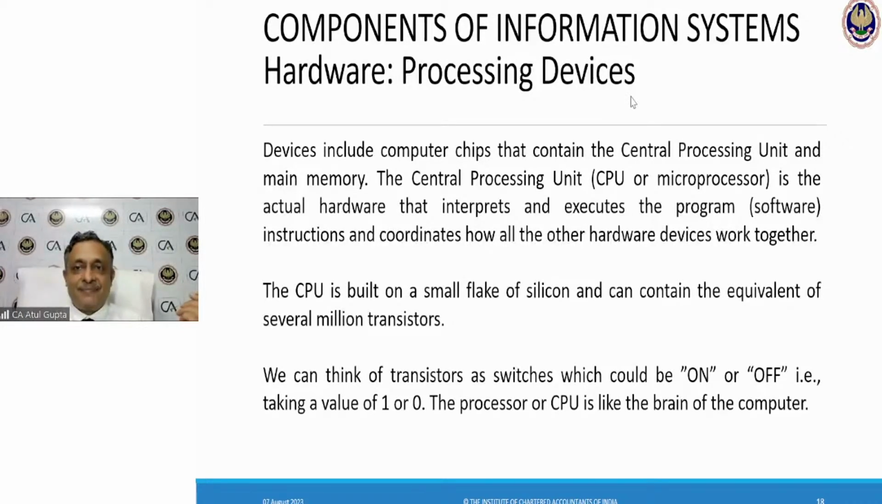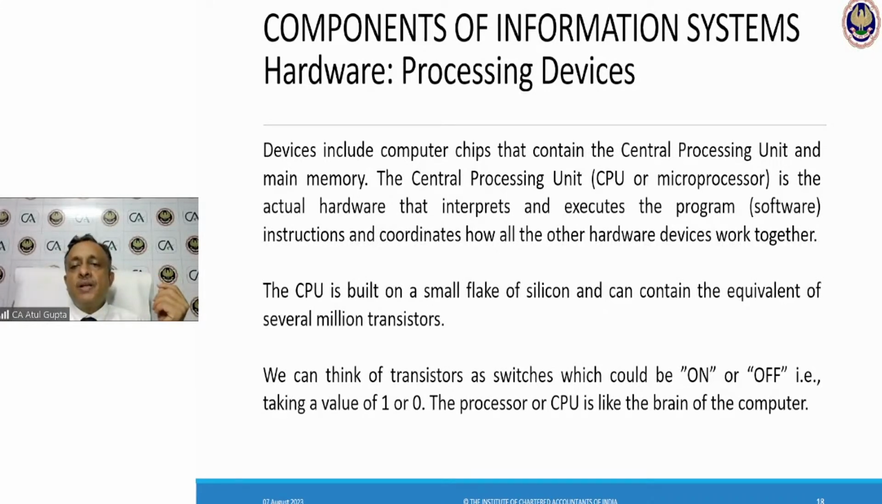Then next, processing devices. So inputs, I think it is done. So we had a good discussion. This device includes computer chips. So Intel Core is a chip. Someone gave that example. They contain the central processing unit and the main memory.